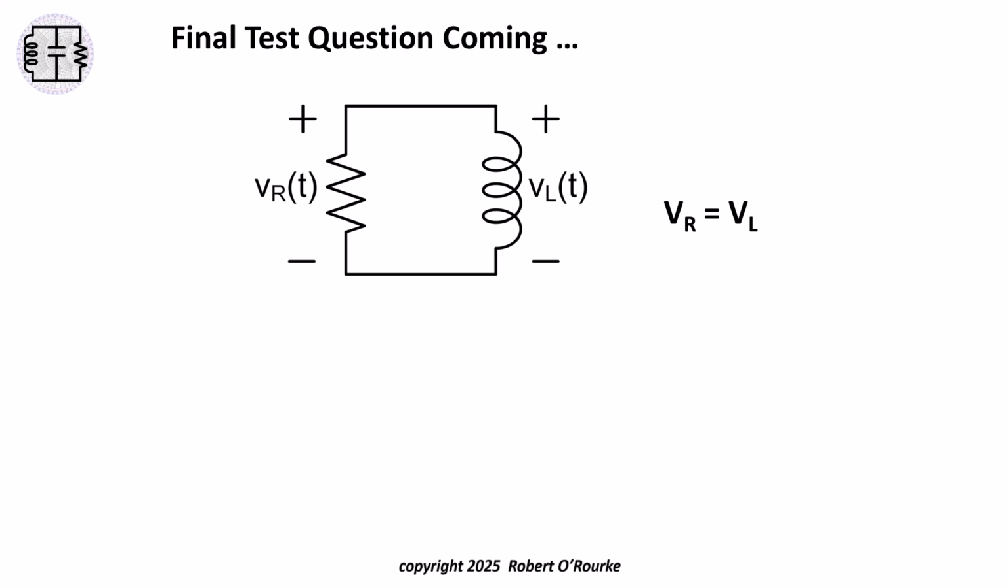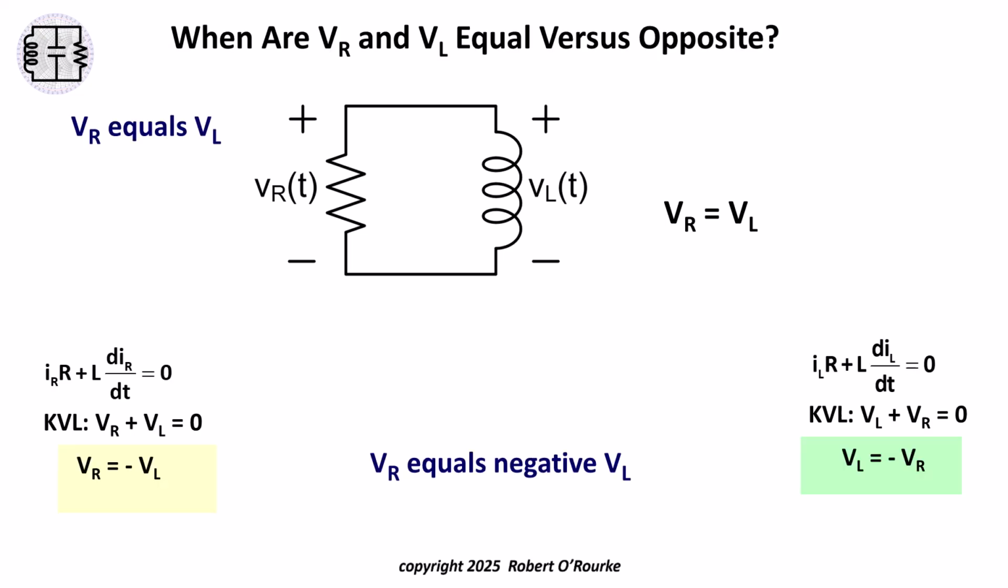Here is the final test question. We started out saying that the voltage across the resistor equals the voltage across the inductor. Those two voltages are in parallel, so they must be the same. Why then do we also see the resistor and inductor voltages opposite one another in previous slides and in the simulation example? How can V sub R equal negative V sub L now, when V sub R and V sub L were previously equal?